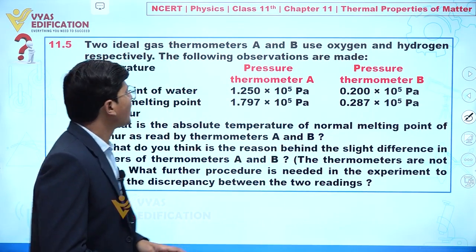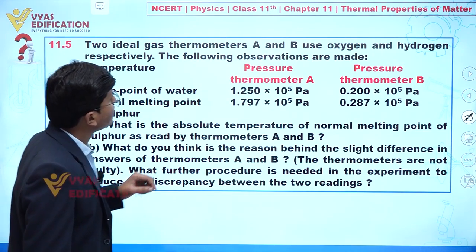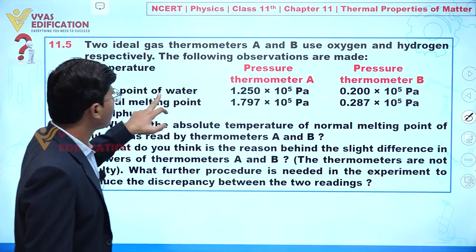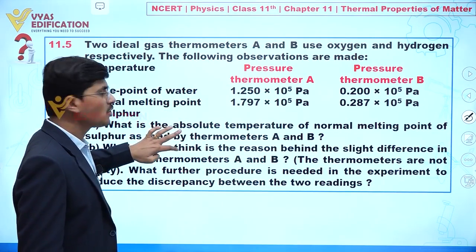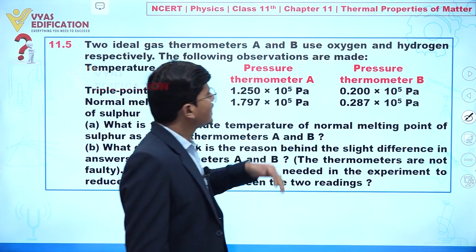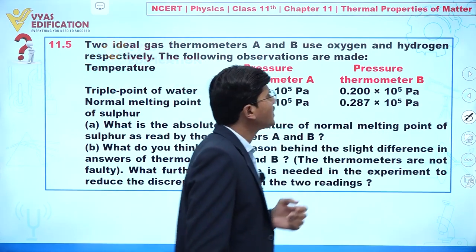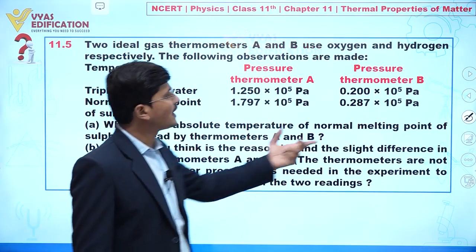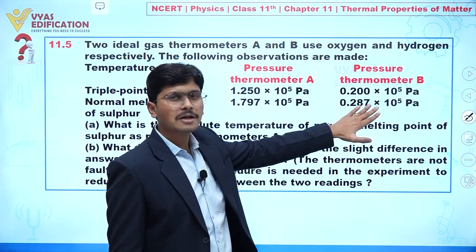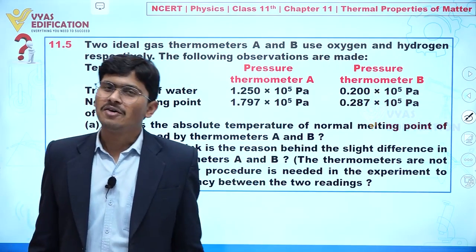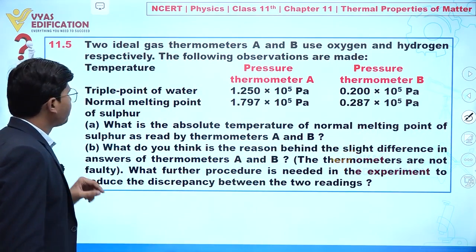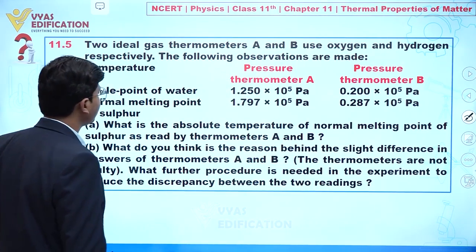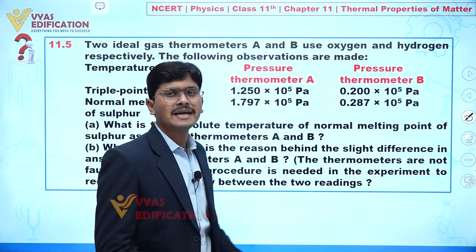Clear to everyone? Now it is given here that the pressure thermometer for oxygen shows this reading for the triple point of water and the normal melting point of sulfur. Clear? Similarly, the pressure thermometer for hydrogen shows this result for the triple point of water and this one for the normal melting point of sulfur. Clear? Now what is our question? Part A: what is the absolute temperature of the normal melting point of sulfur as read by thermometers A and B?